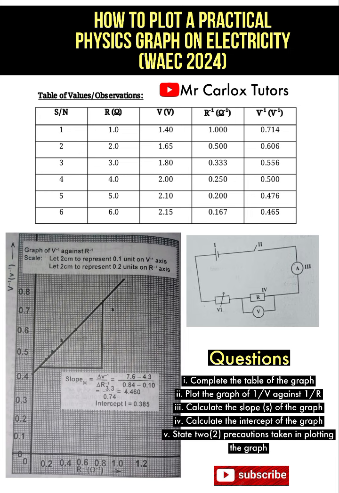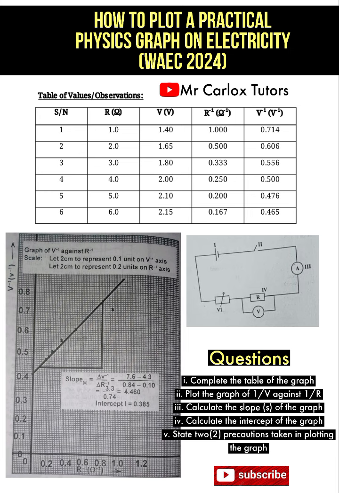Then you trace the point to the vertical axis and to the horizontal axis. Now in this case, the slope is 7.6 minus 4.3 all over 0.84 minus 0.10. So finally, the final slope here is 4.460. That's the slope of this particular graph, as you can see.